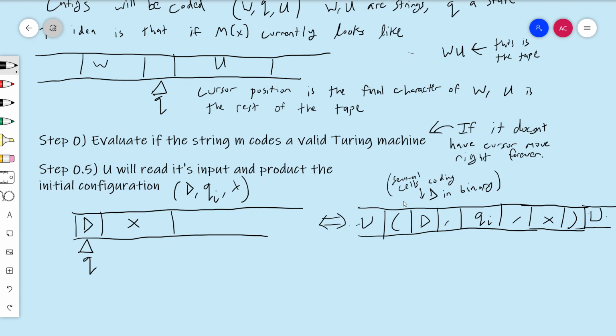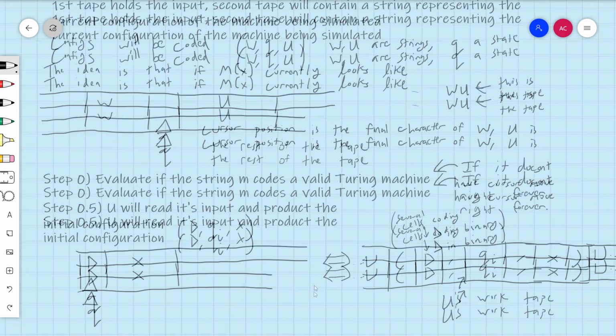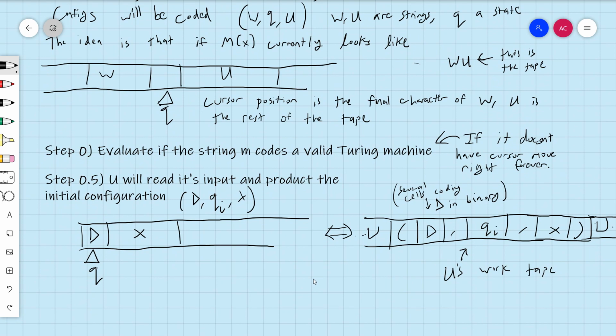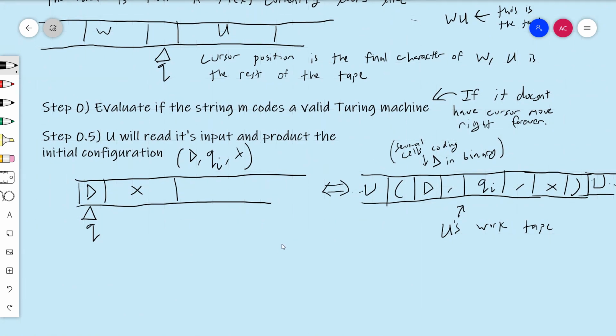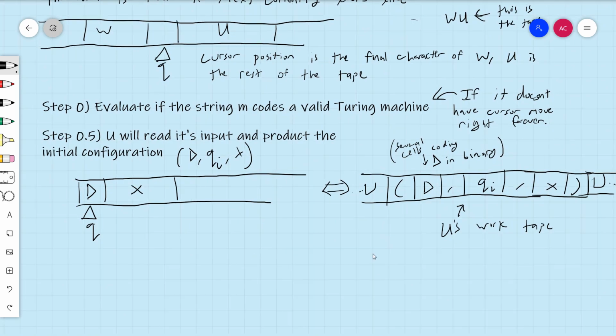Actual blanks coded like that. So this is kind of what the configuration is going to look like at first. So this is use work tape. So that's the convention. So the work tape will always have a complete description of M. It'll have the configuration. And yeah, so now that we read the input, we produce this. I'm sure it's easy to believe that you can do that.